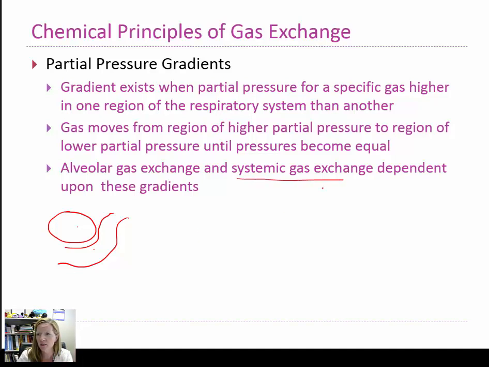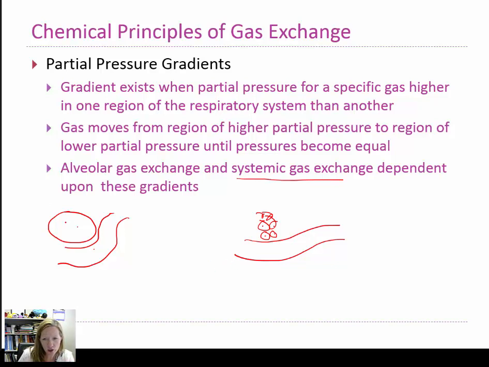Same thing with the systemic gas exchange. We're going to have all these little cells. I'm going to put my nuclei in there to make sure that we know that these are cells and not alveoli. And here's the bloodstream. Again, two different areas, so that is going to create a gradient, and that's going to allow the gases to move from a higher partial pressure to a lower partial pressure.